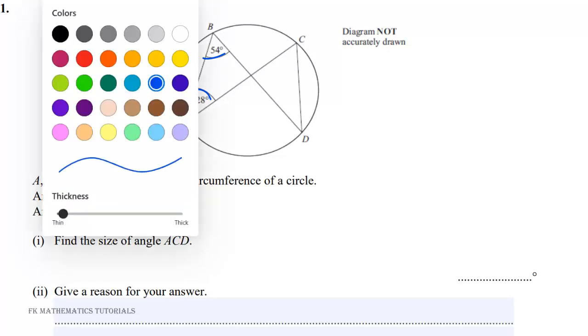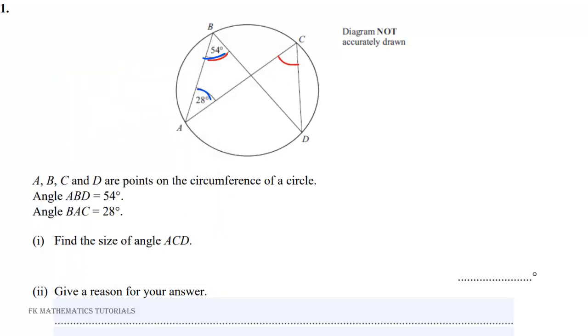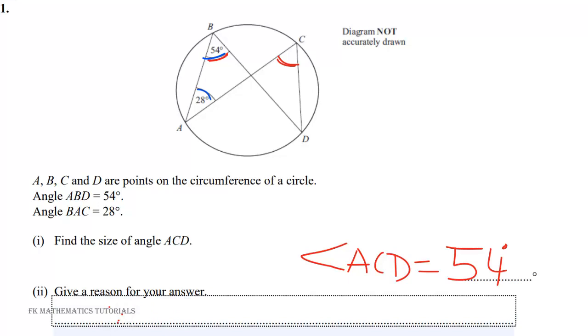Angle ACD is in the same segment as angle ABD. So this angle and this angle, they are in the same segment. So they are equal. So angle ACD is 54 degrees. The reason is simple. Angles in the same segment are equal.